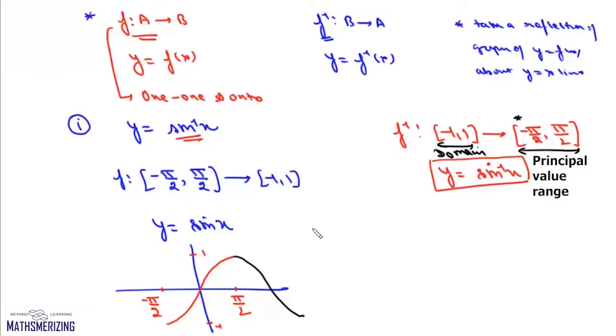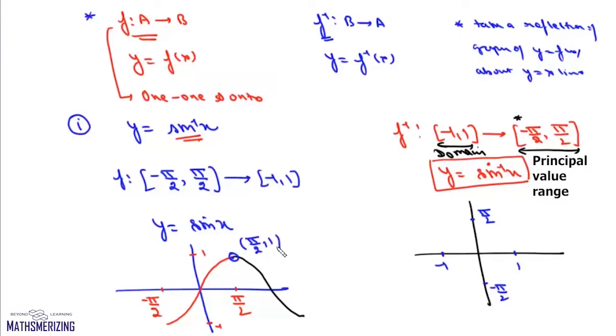Now we have to draw the graph of sine inverse of x. Now one way of drawing this graph can be to invert the values on x-axis and y-axis. So here will be minus 1, plus 1. Here it is pi by 2 and minus pi by 2.